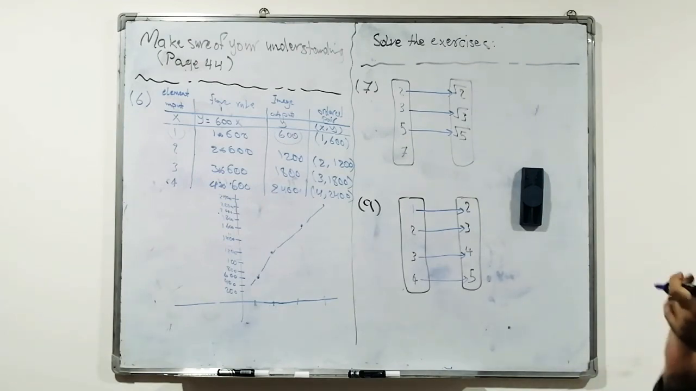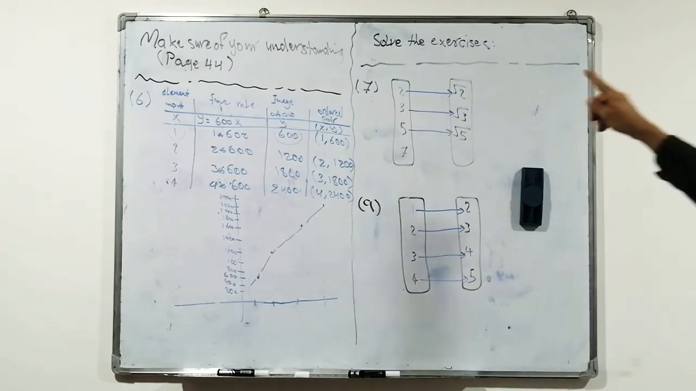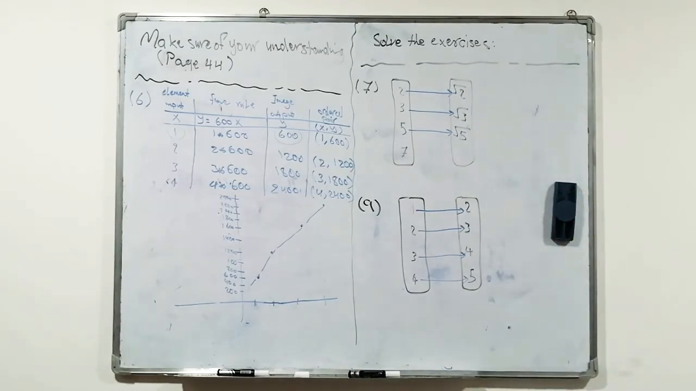And here we finished our question of make sure of understanding. Now we will take the second part of the question of function, introduction of function. Now we'll solve the exercise. It's exactly like the previous question and will be solved the same way. Determine whether the relation represents a function or not.